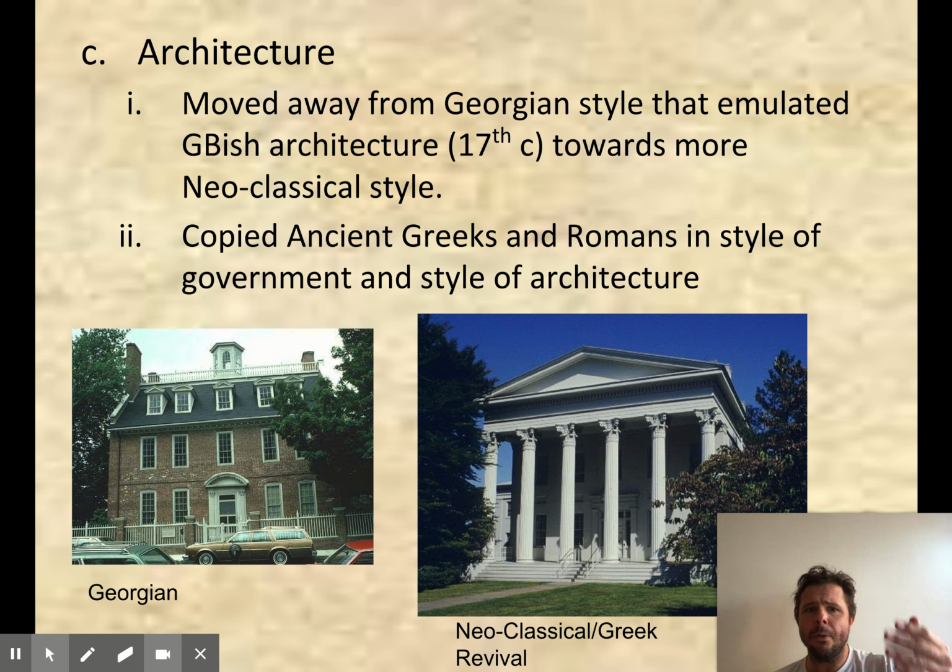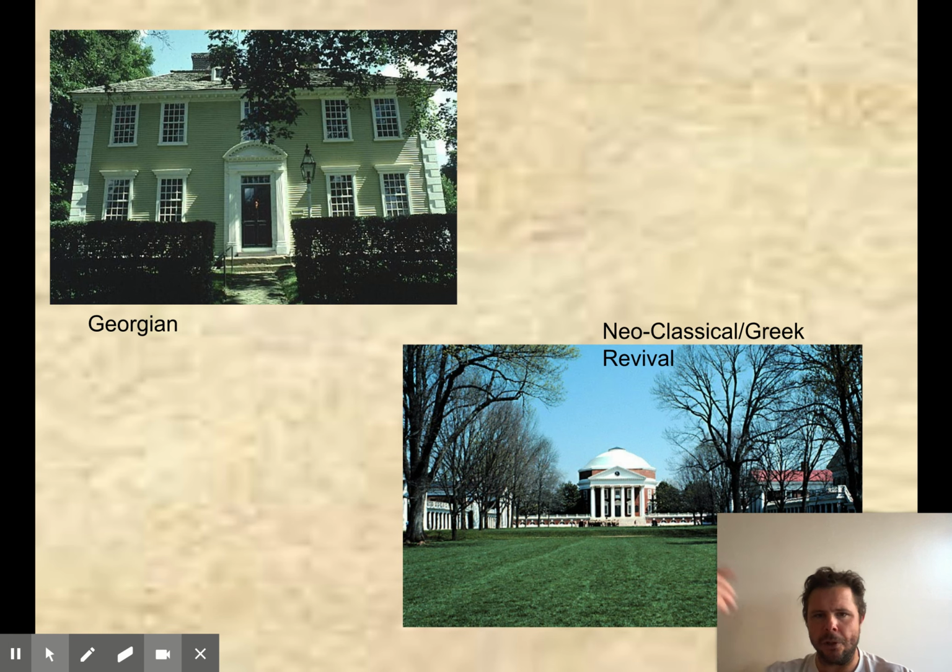And so we're going to move away from the Georgian style that emulated Great British architecture towards a more neoclassical style. Remember, the founding fathers, the framers of the Constitution, people at that time were super into ancient Greeks and Romans, particularly in government and in style. And so we have the neoclassical Greek revival style. Let's take a look at some other examples of that. Georgian on the left, otherwise known as Colonial Williamsburg, and neoclassical revival on the right, Jefferson's Monticello.